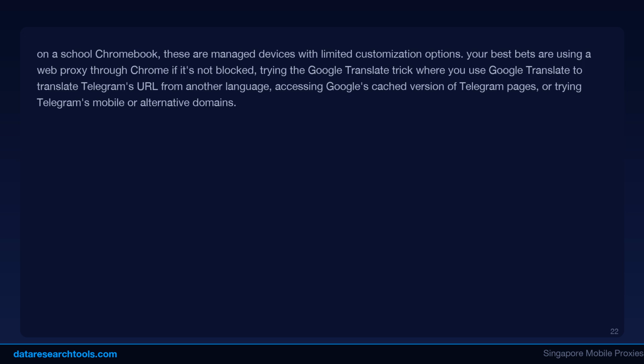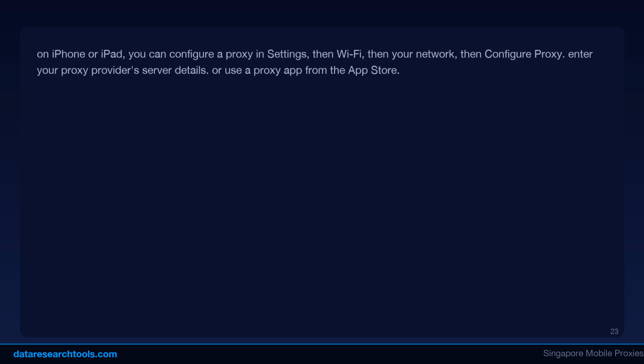For proxy providers that work well for unblocking Telegram, Smart Proxy, IP Royal, and Bright Data are solid options to look into. Now let's talk about how to unblock Telegram on specific devices.